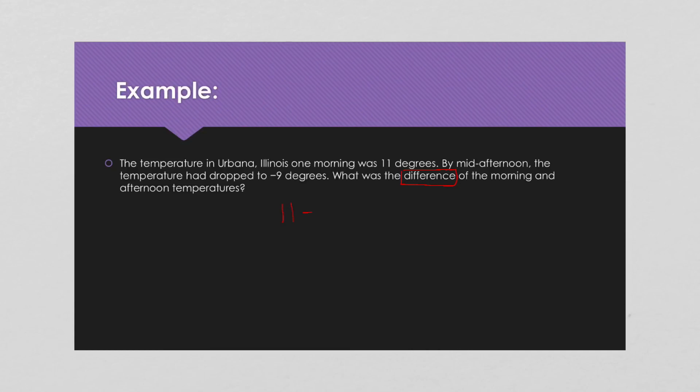So 11 minus negative 9. Notice how you have a double negative there. So you want to change. And 11 plus 9 is 20. And in this case, we're dealing with degrees. So the difference of the morning and the afternoon temperatures was 20 degrees.